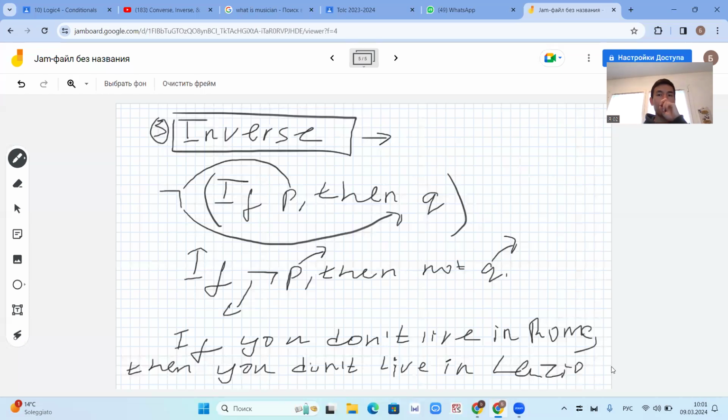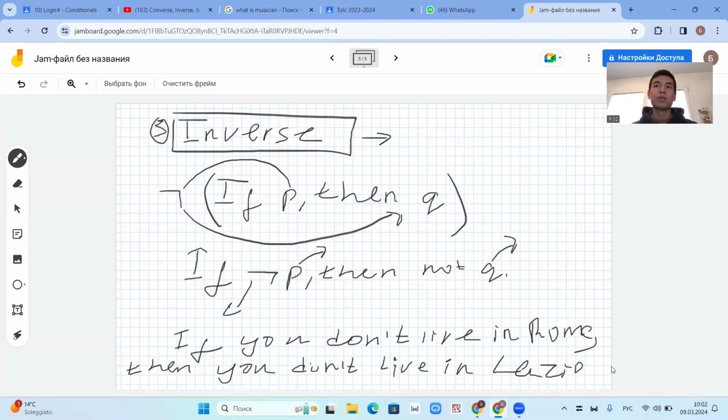Okay, let's check the validity of this sentence. And what do you think? Is it true or is it false? It's false. Why is it false? Айтуна? Так. Потому что помимо Рима в Лацио есть и другие города.